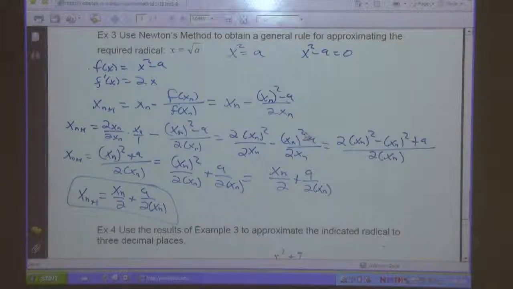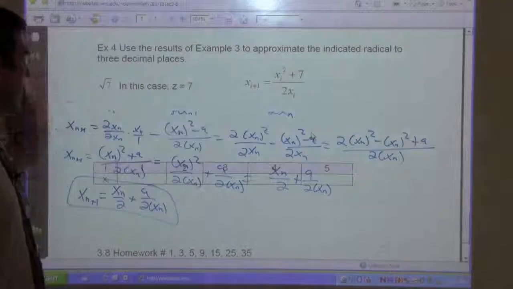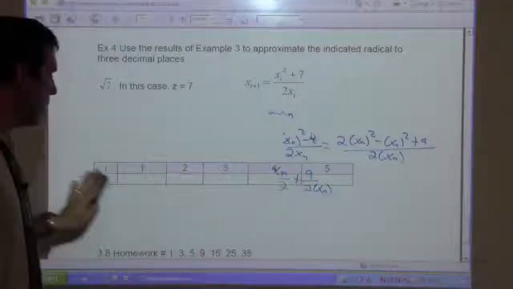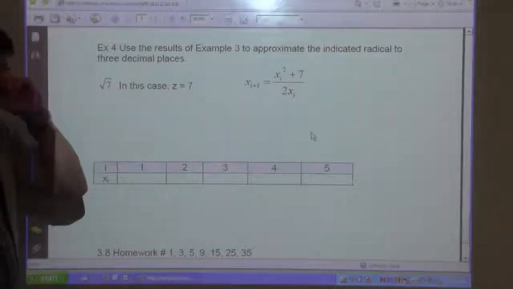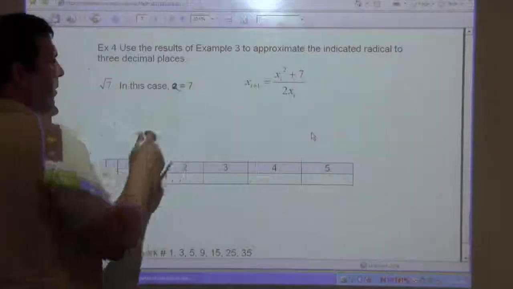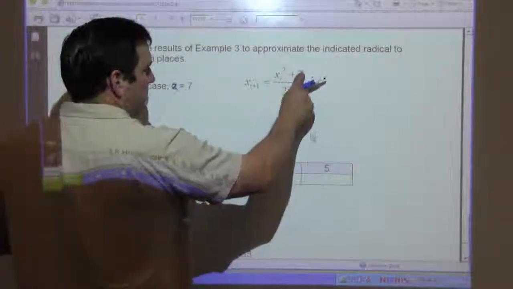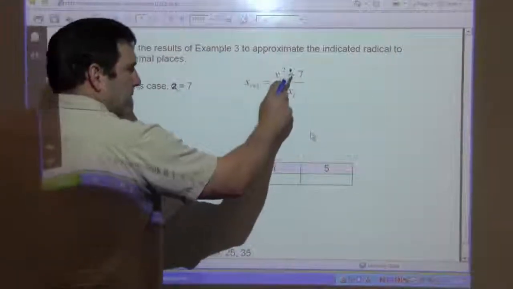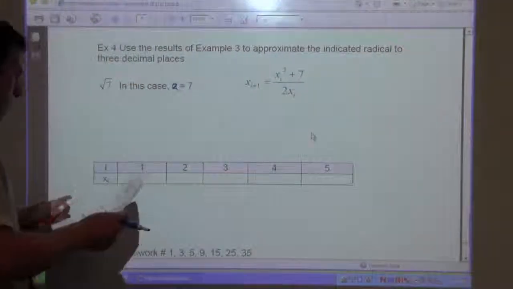We're going to go on to the last problem from this section. We're going to use this formula now. Use the results of example 3 to approximate the indicated radical to 3 decimal places. So here's the rule. I rewrote it. I used i instead of n. Doing the square root of 7, that's our a. Our a is 7 in this case. It should say a, not z. So it's x sub i plus 1 is x sub i squared plus 7 over 2 x sub i. That's like x1. So x2 would be x1 squared plus 7 over 2 x1.